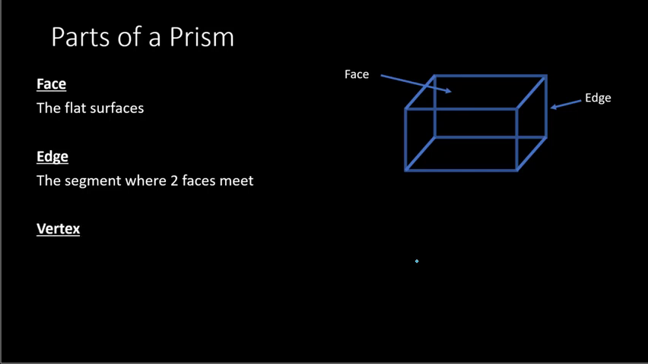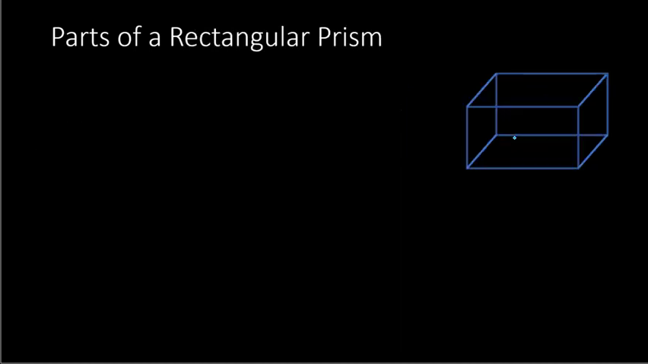And then a vertex is a point where the edges meet. For example, here, this would be a vertex, this would be a vertex, and this one too. So all of these points would be different vertices. We're going to expand those definitions to include a few more.